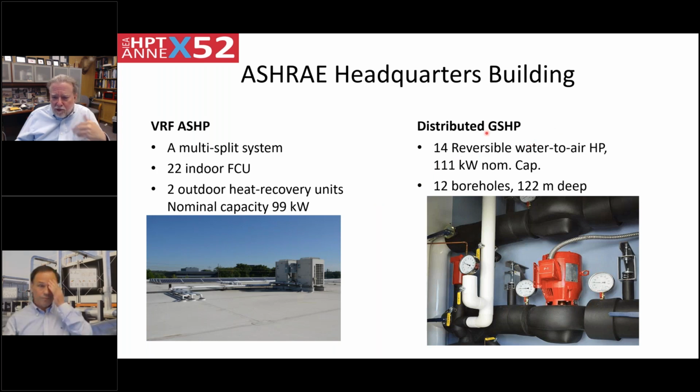And then the ground source heat pump system is a distributed system with 14 reversible water-to-air heat pumps. So unlike many systems, say in Sweden, where there'd be a central plant with 1 or more heat pumps, in this case, the heat pumps are spread around the building. There's no hydronic distribution system other than to provide water from the ground heat exchanger to the heat pump. Their total nominal capacity is 111 kilowatts.